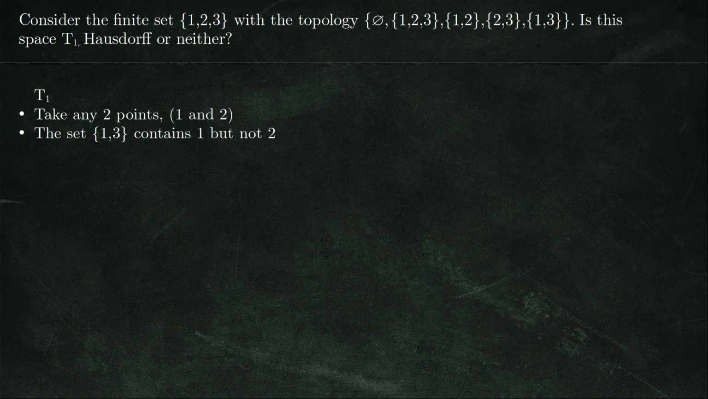How can we show it's Hausdorff? We want to find, or rather, do any of the open sets containing 2 are disjoint with the set 1, 3? Let's look at the 2 sets containing 2. These are 1, 2 and 2, 3. And these both intersect 1, 3. So we've seen that all the open sets containing 2 do intersect the open set containing 1.